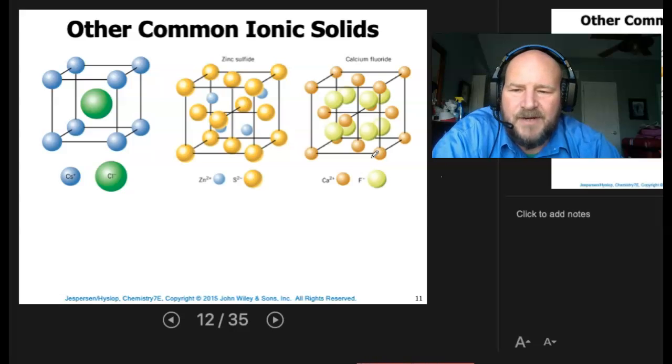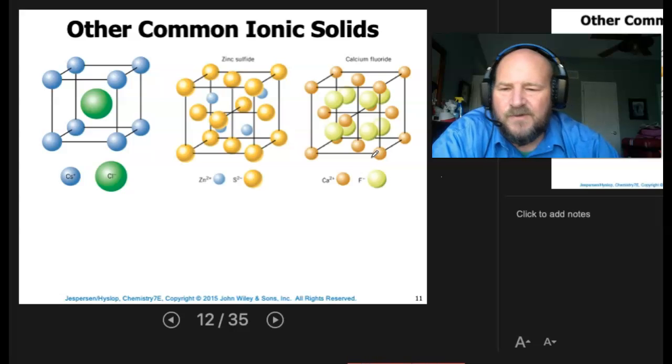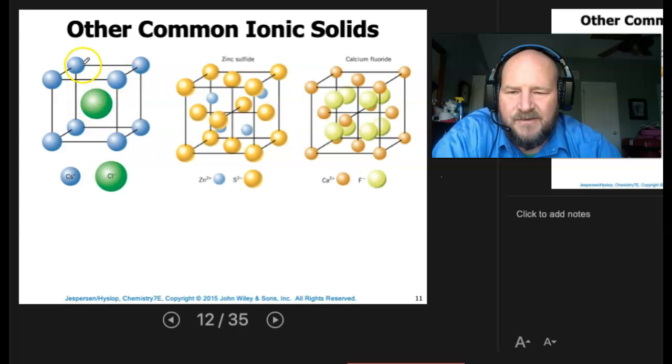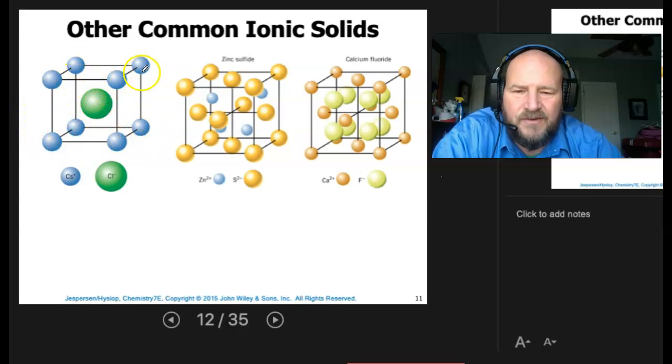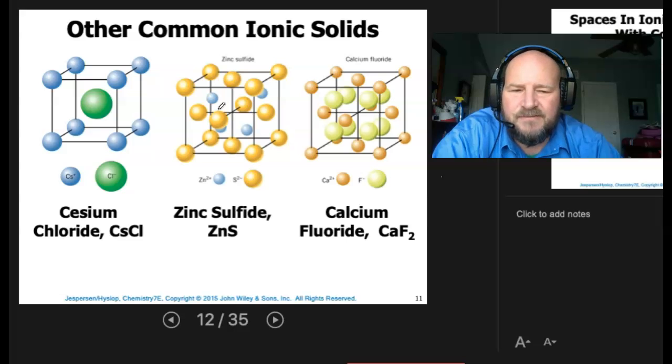So now other common ionic solids, cesium chloride. Here we're going to put the chloride in the center. The cesiums are all going to be on the edge. Zinc sulfide, and of course calcium fluoride. So you can see it starts to get complex.